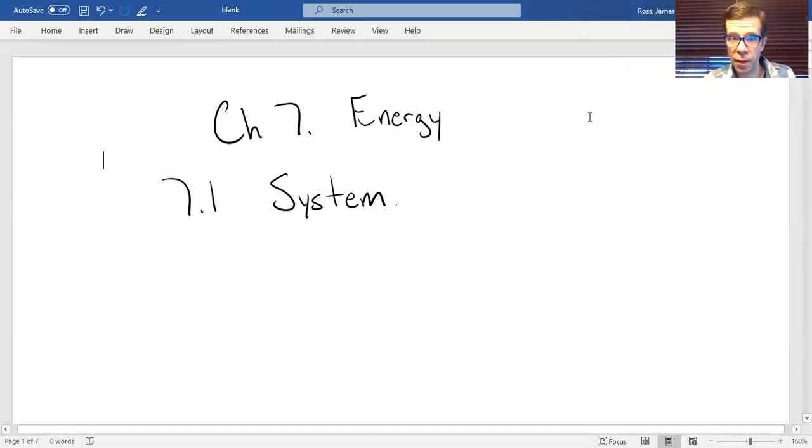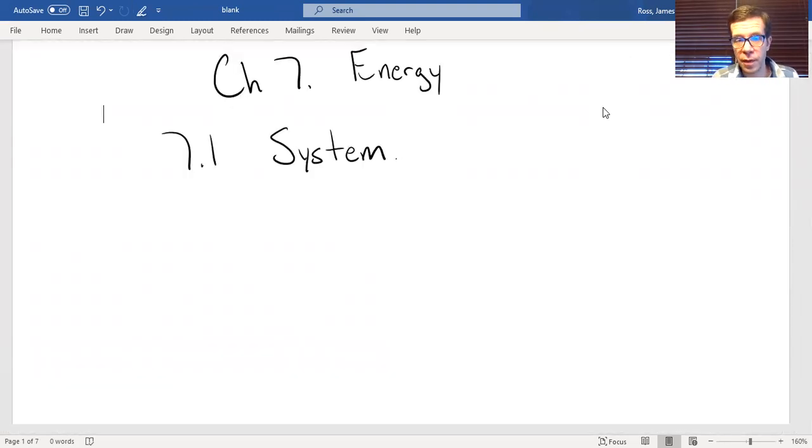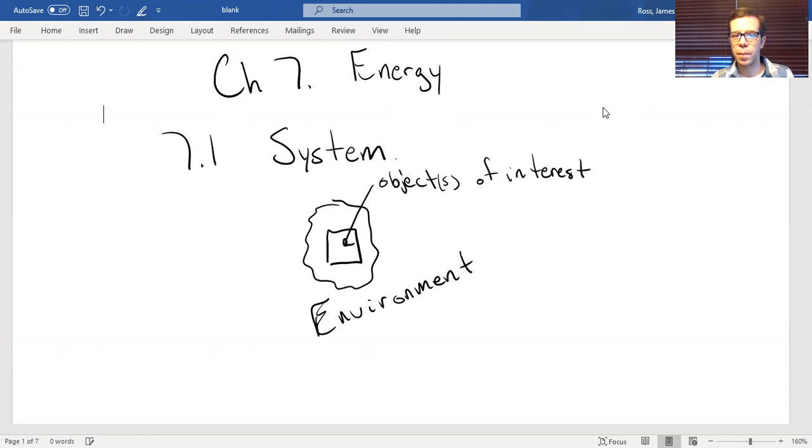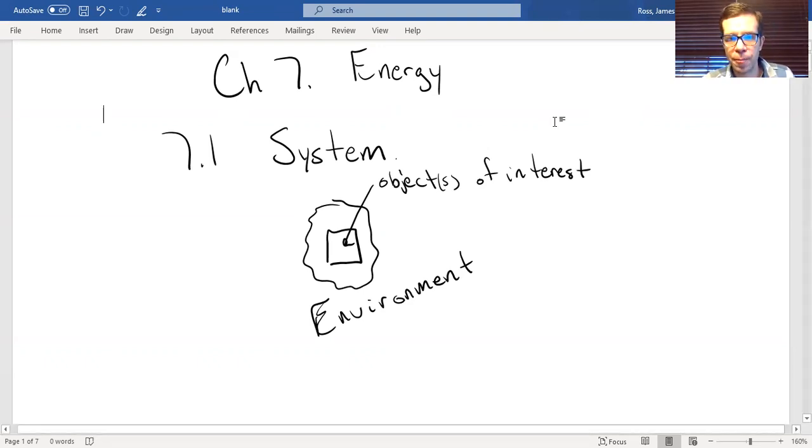So we've already talked about this a bit in class and in previous sections, but a system is the way to separate the object of interest or objects from the environment, right? And this can be an object or a set of objects.